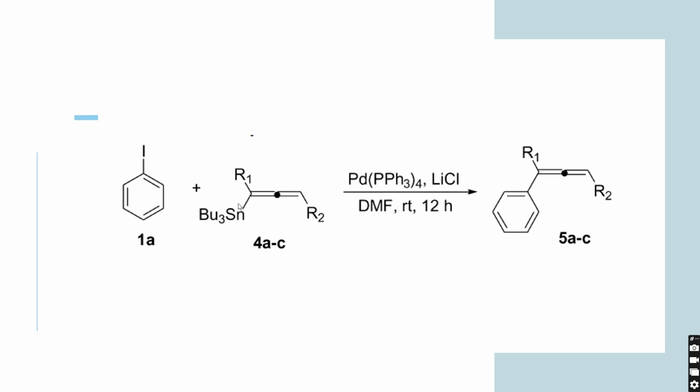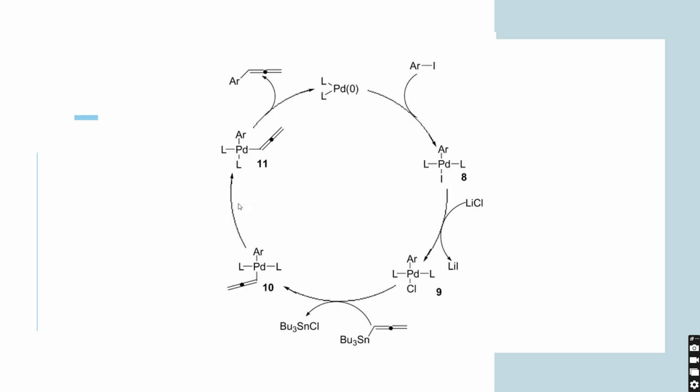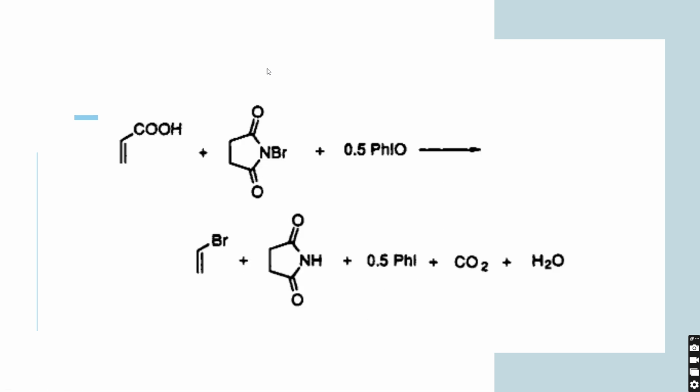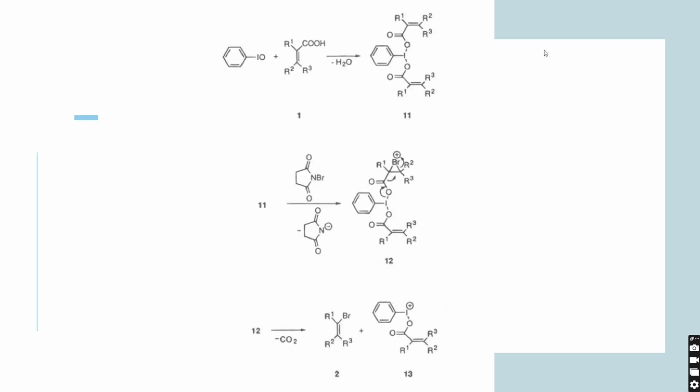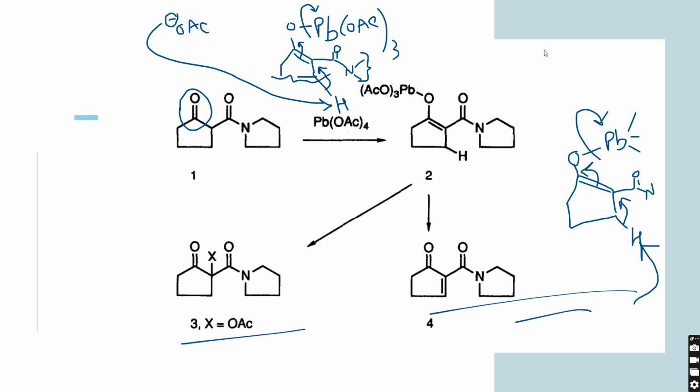And then we saw the mechanism of this Stille coupling reaction, where these were the steps involved. We saw oxidative addition, transmetallation and reductive elimination could transfer the aryl group from palladium catalyst to the alkene group. Okay, so this example was included from last week's topic.